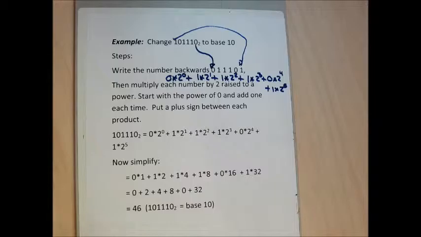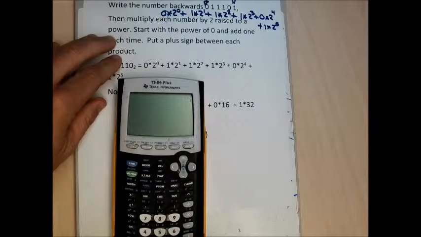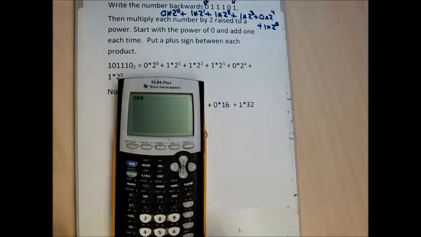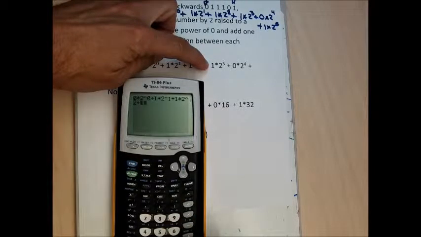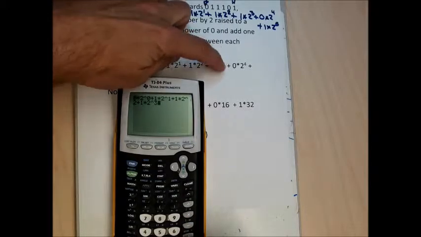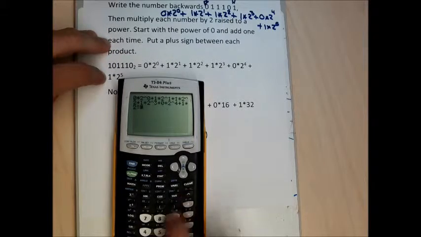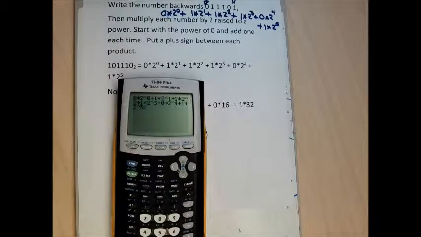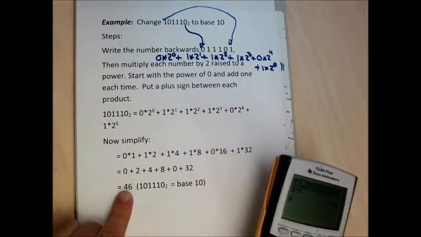sign between. If I was doing this, I would use my calculator to do the entire computation, and it would be simple to do. I could just go 0 times 2 up arrow 0 plus 1 times 2 up arrow 1 plus 1 times 2 up arrow 2 plus 1 times 2 exponent 3 plus 0 times 2 exponent 4 plus 1 times 2 exponent 5. When I hit enter, it's going to do the entire computation for me, and it's going to tell me that 101110 base 2 is equal to 46 base 10.